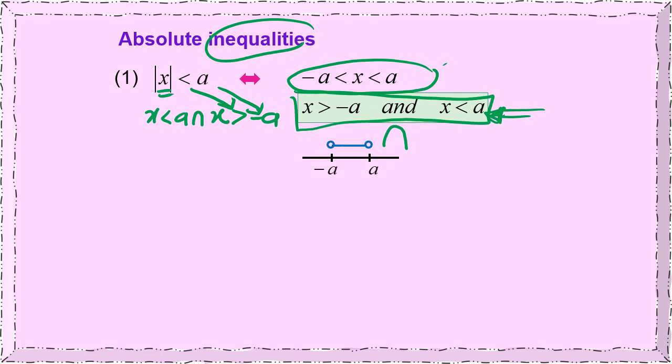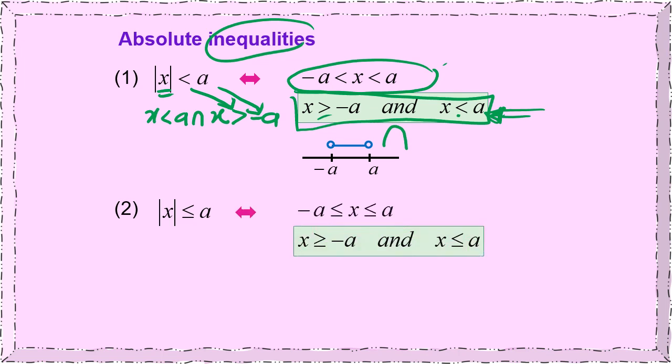The second one is absolute of x less than or equal to a. It will be the same, the difference is only the sign. So it will be less than or equal to. The definition will be x more than or equal to negative a and x less than or equal to a. Notice the value of x should be in between negative a and positive a. For the second one, we have the dense dot on the number line instead of a circle.